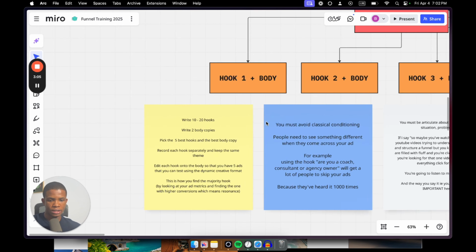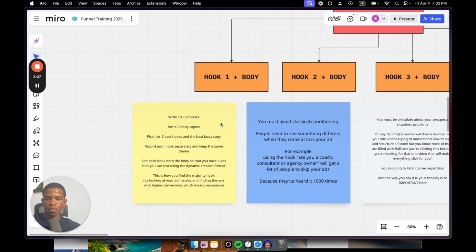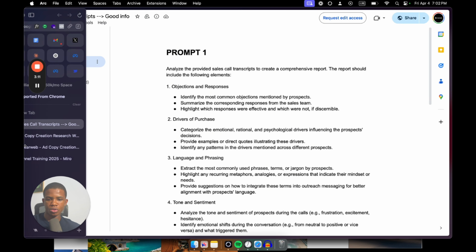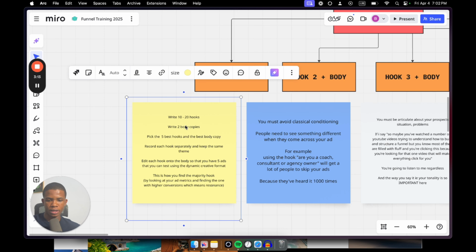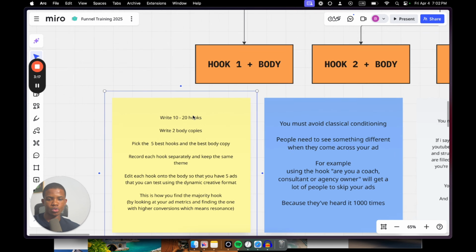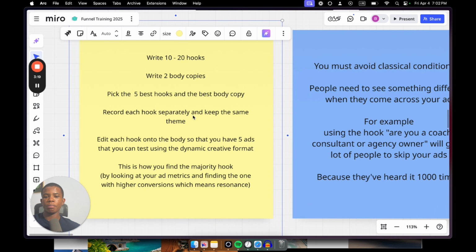Let's head over to the ad scripting section here. So you're going to write 10 hooks. And by the way, I'm going to show you the prompts that you're going to use. We're going to go over that in a second in order for you to create these ads effectively. But you're going to write 10 to 20 hooks, write 2 body copies, pick the 5 best hooks and the best body copy, record each hook separately and keep the same theme.